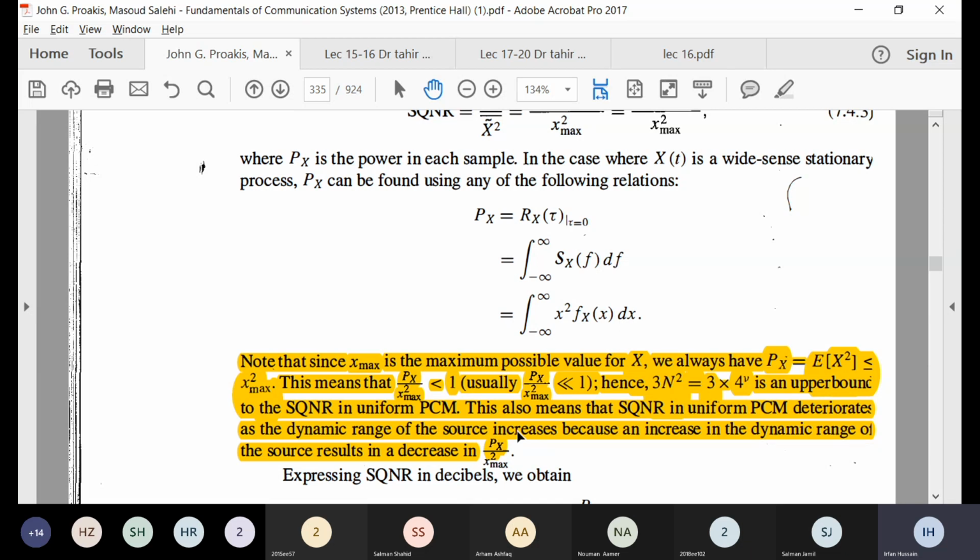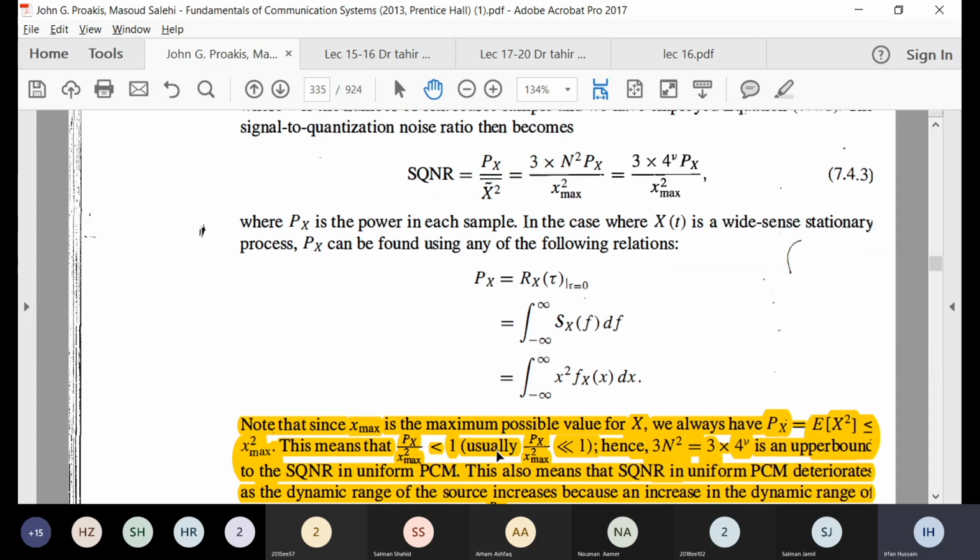So increasing the dynamic range of the source will result in a decrease of Px over x square max, because x square max will be increasing as your dynamic range is increasing. So this value of Px over x square max will be decreasing. This and the rest of them are constant. So this means that SQNR will also be decreasing.